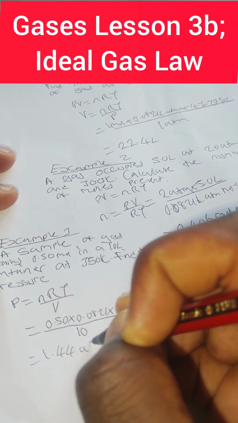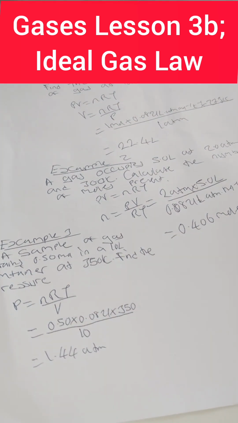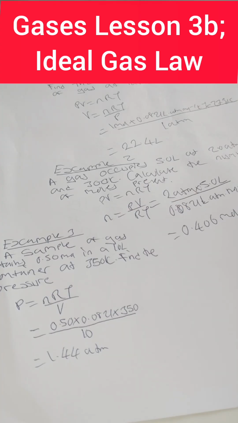So that's all about the ideal gas law, which is PV is equal to nRT. From the formula, we see that pressure increases when the number of moles increases, volume increases when temperature increases, but pressure decreases when volume increases. This explains gas behavior in a container. So that's all about the ideal gas law.